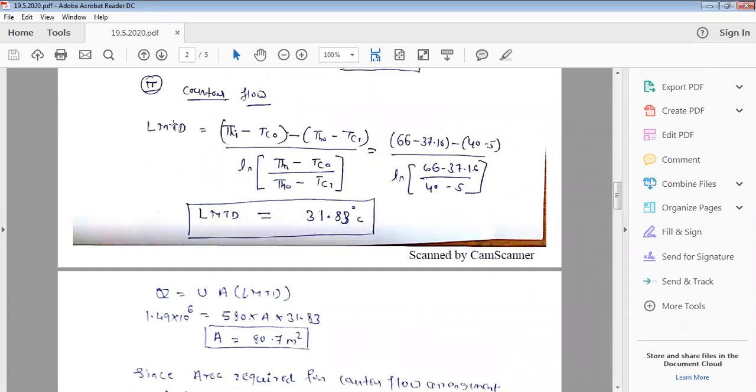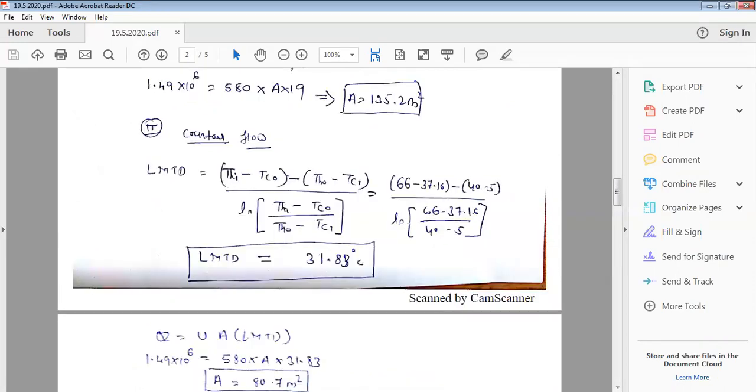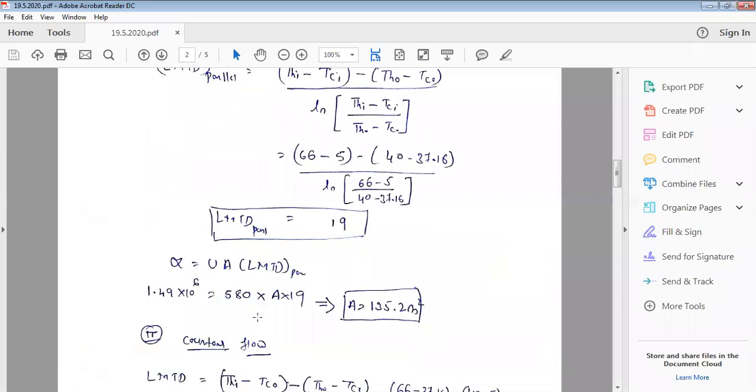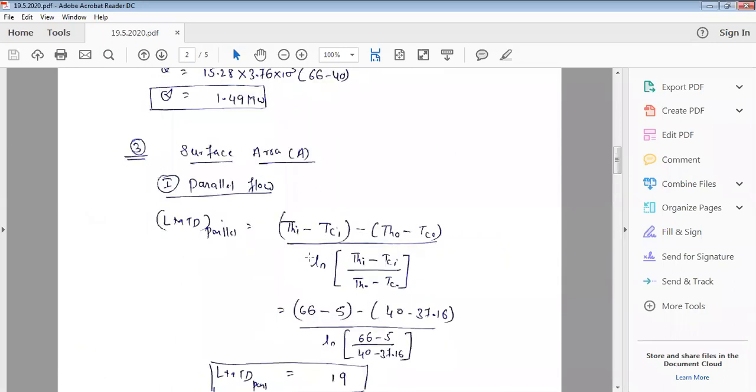calculate LMTD, same equation, and for the given temperatures, LMTD is 31.83 degrees Celsius. When you write counter flow, this LMTD equation is something different, and for parallel flow, the LMTD is something different. Don't get confused. In your data handbook, both are given more clearly.